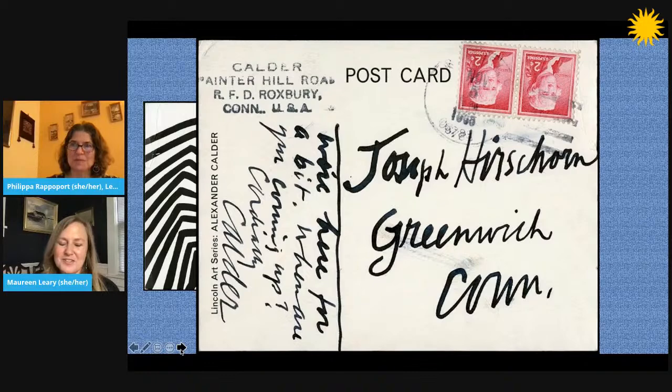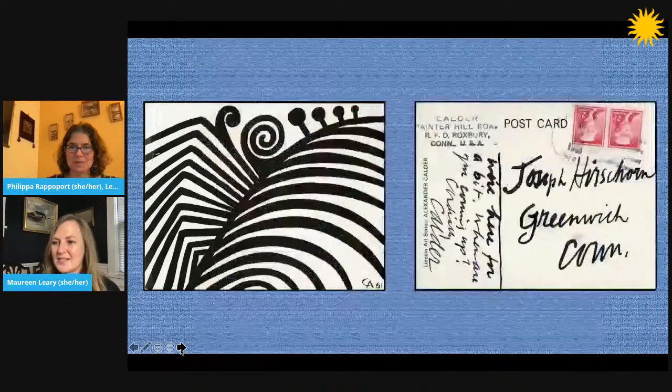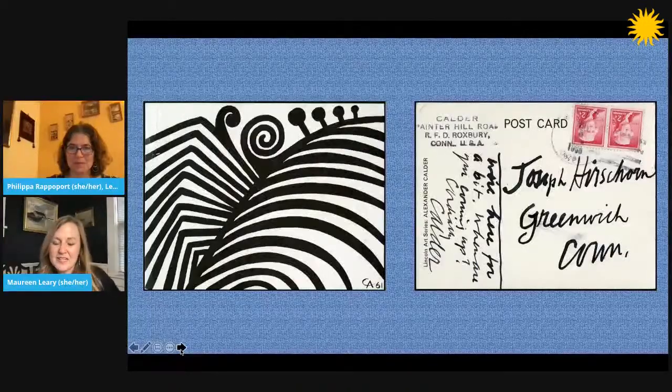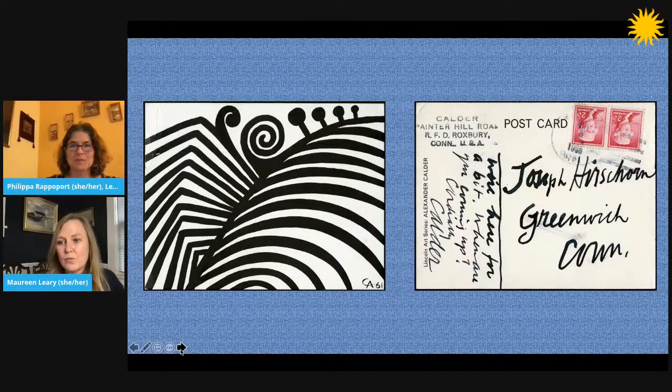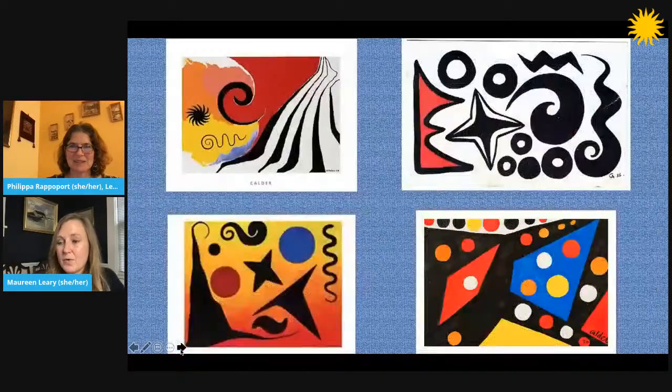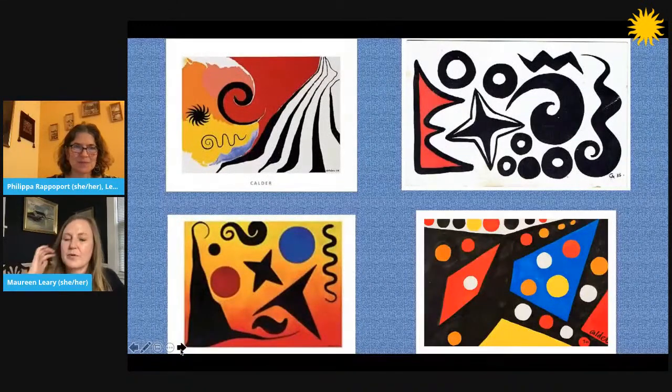But it was fun, just to use this piece as a segue between the idea of the history and the importance of postcards, and then the practice of looking more closely at one postcard or one artist's work, and then using that for inspiration, just like the mice did in the story. So here are some more examples of Alexander Calder artwork on postcards. These are not ones from the Smithsonian collection. These were just ones that I was able to find online.